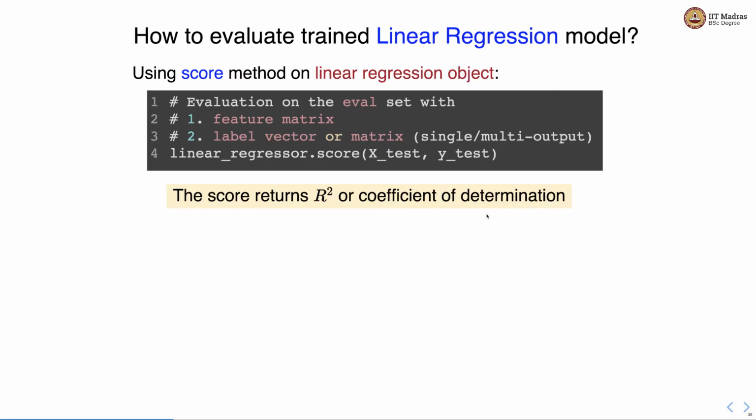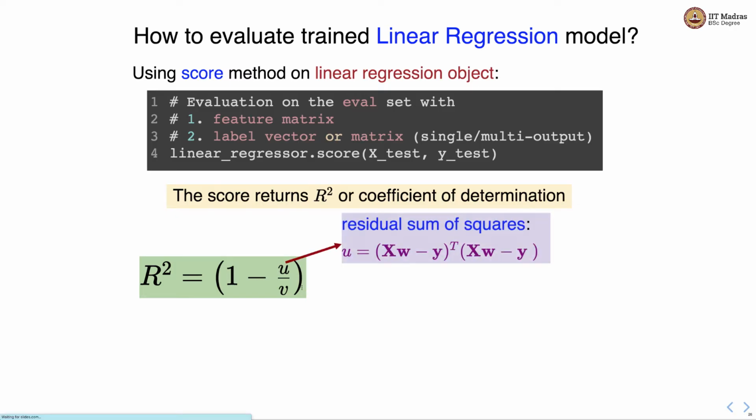Let's see what this R square is. Let's see how this R square is computed. R square is computed as 1 minus u by v, where u is the residual sum of squares. And this is a familiar equation to us. Xw gives us the predicted labels, y is the actual label, and this is nothing but the difference between the predicted label and the actual label. We take the transpose of this difference and multiply it with itself. So this is like finding the square of difference between the predicted labels and the actual labels, which is the loss function for the linear regression.